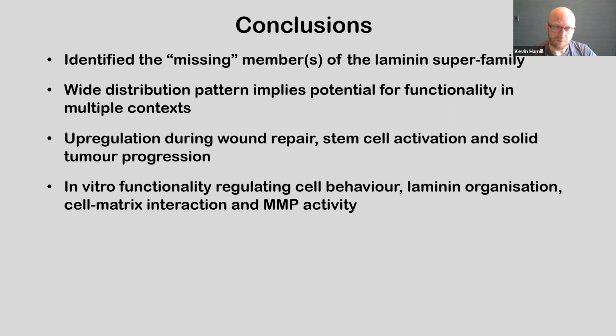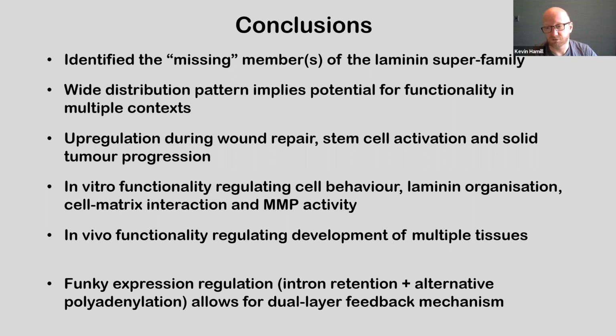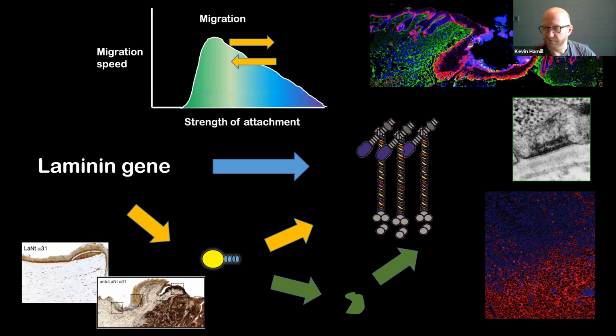And I've shown you parts of the in vitro functionality data that I've shown before that shows that they have roles in regulating cell to matrix adhesion, laminin organization, and matrix metalloproteinase activity. The first ever in vivo functionality shows that the protein is functional in vivo and influences development when expressed early, has pleiotropic effects, and affects multiple tissues. And what I haven't shown you today, but I've talked about in the past, is the regulation is actually quite funky. It's got this intron retention alternative polyadenylation mechanism that allows for this dual layer feedback at the protein layer, but also inhibition of production. And on that, I'll stop, but I'll just put it in diagrammatic form, just so that we can chat.